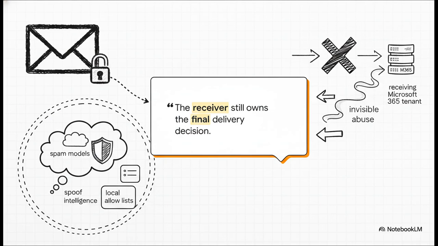Well, here is the incredibly uncomfortable truth from our sources. Your DMARC policy, it's essentially just a request. Ultimately, the receiver still owns the final delivery decision. They weigh their own spam models, their spoof intelligence, and their local allow lists heavily over your domain policy. So a reject policy absolutely reduces abuse, but it doesn't guarantee invisible abuse, especially depending on how the receiving Microsoft 365 tenant is actually configured.